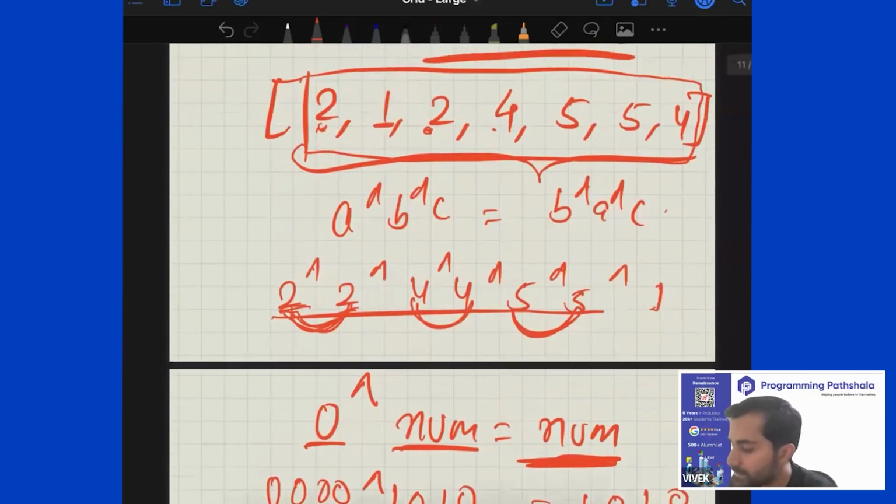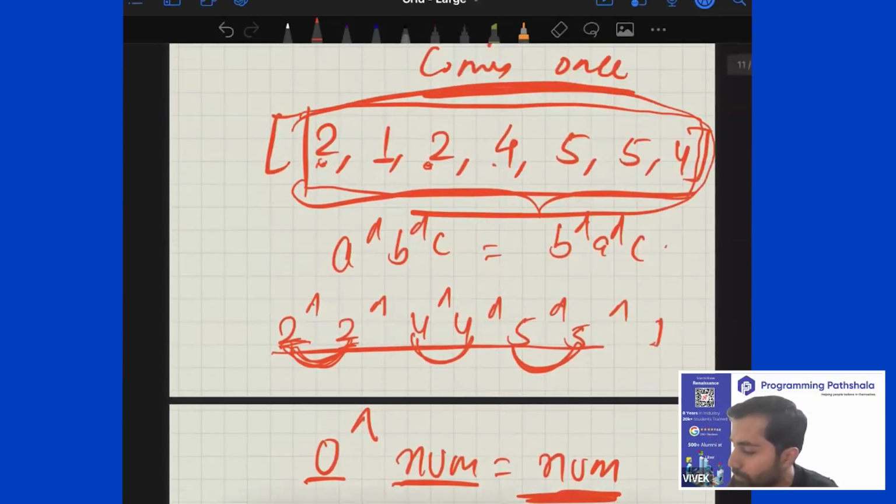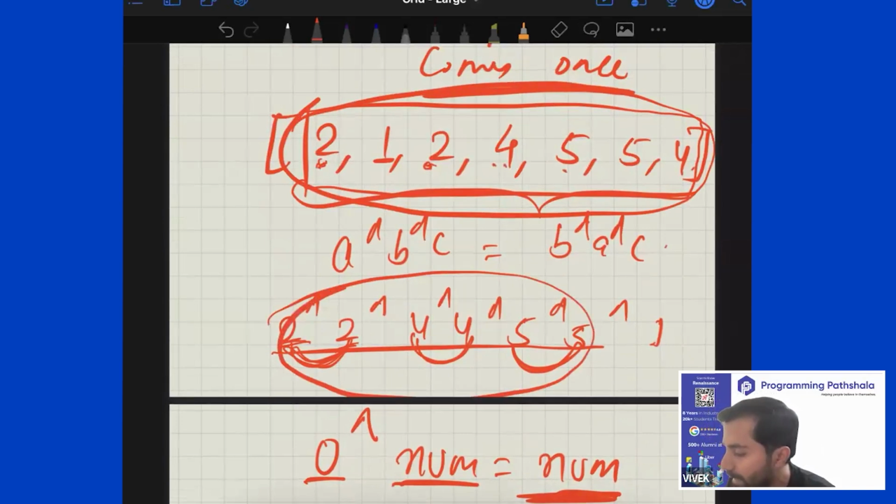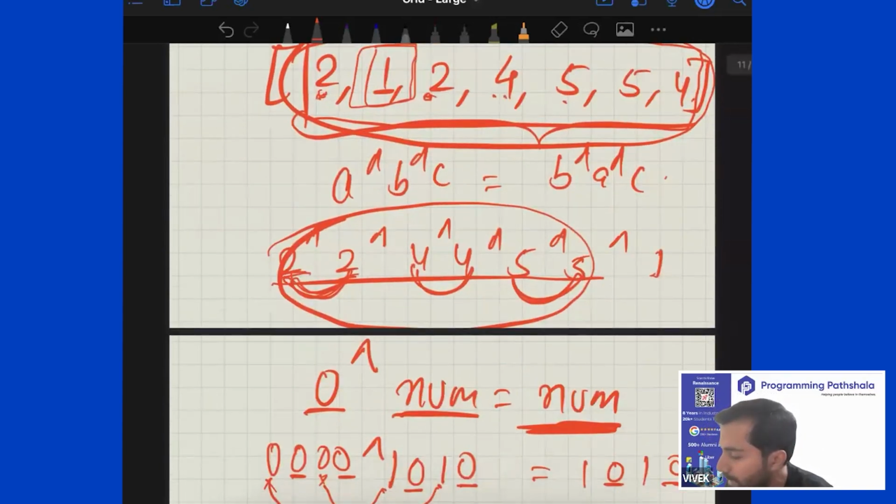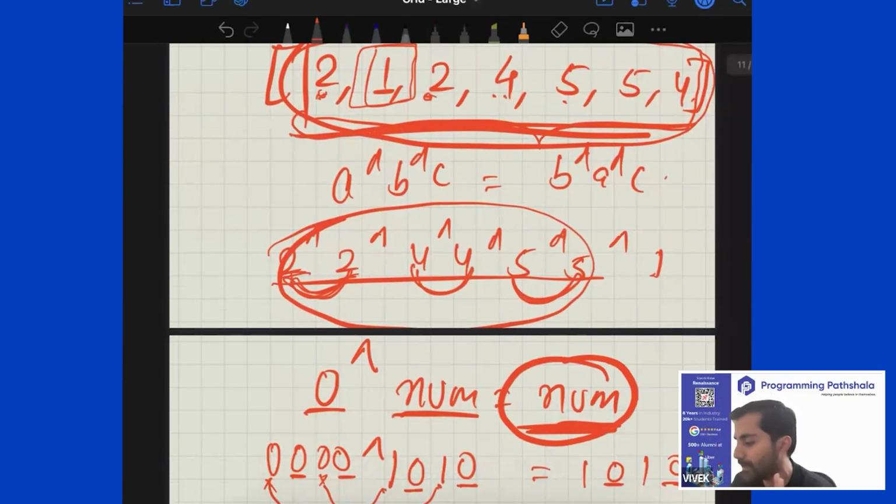So coming back to this, if I take XOR of the entire array, all these numbers which are coming twice will dissolve to zero. And that zero, when XORed with the only number which was the odd one out, will result in that number itself. So this is one approach which works pretty well.